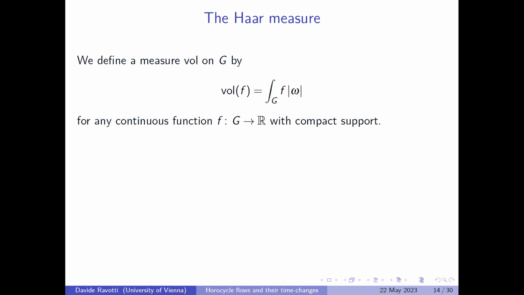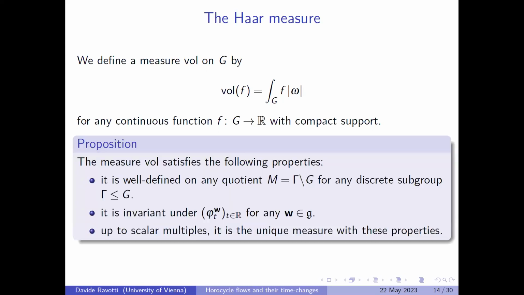So I can define a measure just by declaring that if I take a continuous function with compact support, the value of the integral of the function with respect to the measure I want to define is given by integrating f times the absolute value of this differential form. And this is what I call the Haar measure on the group. And so this is how it's defined by hand.